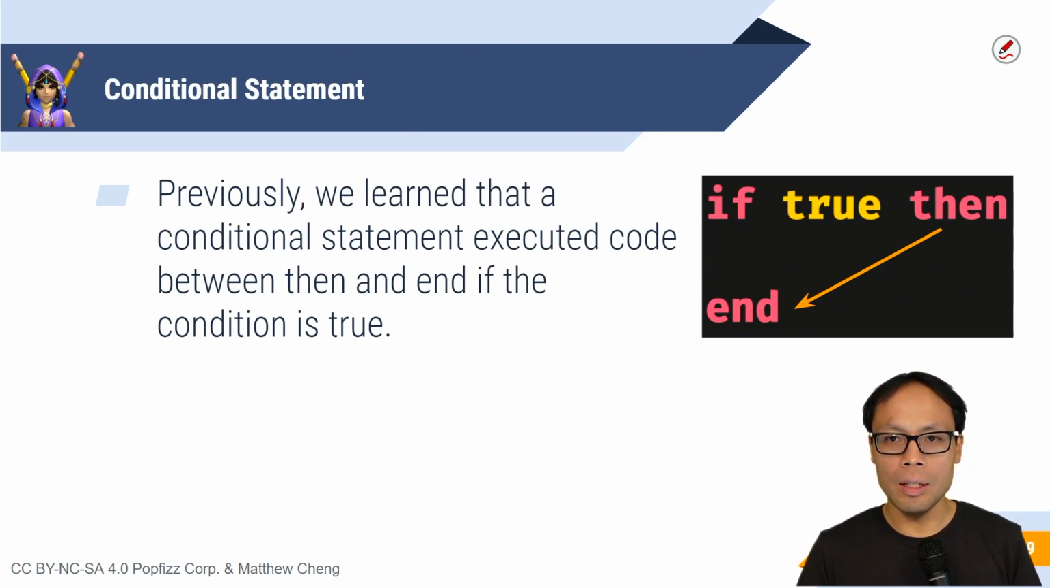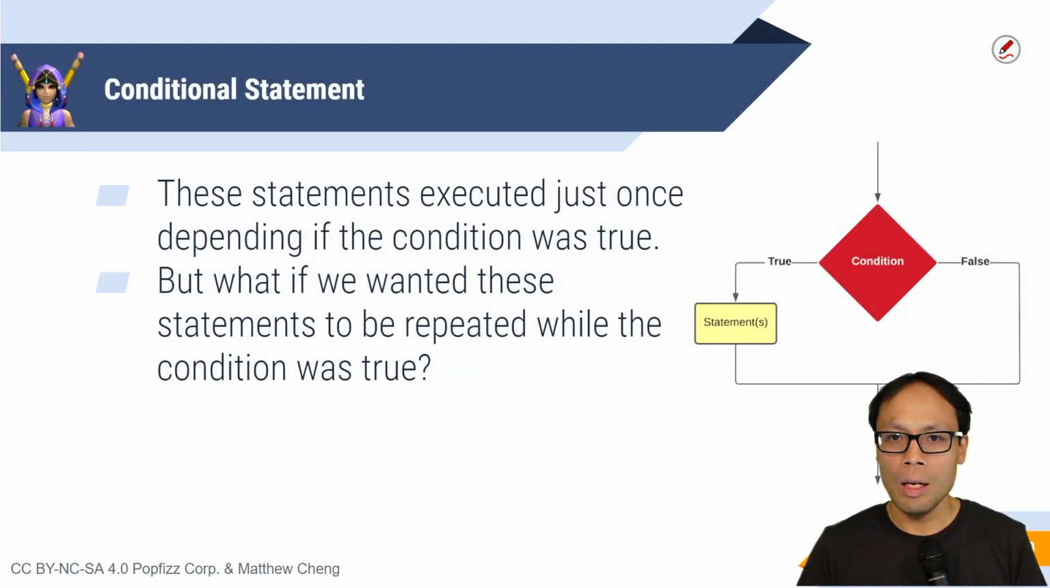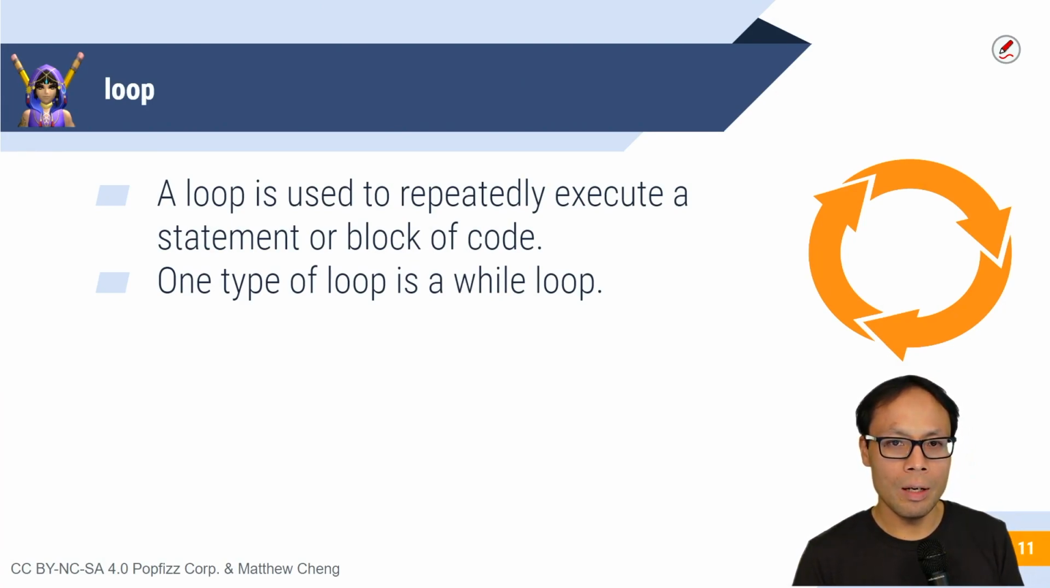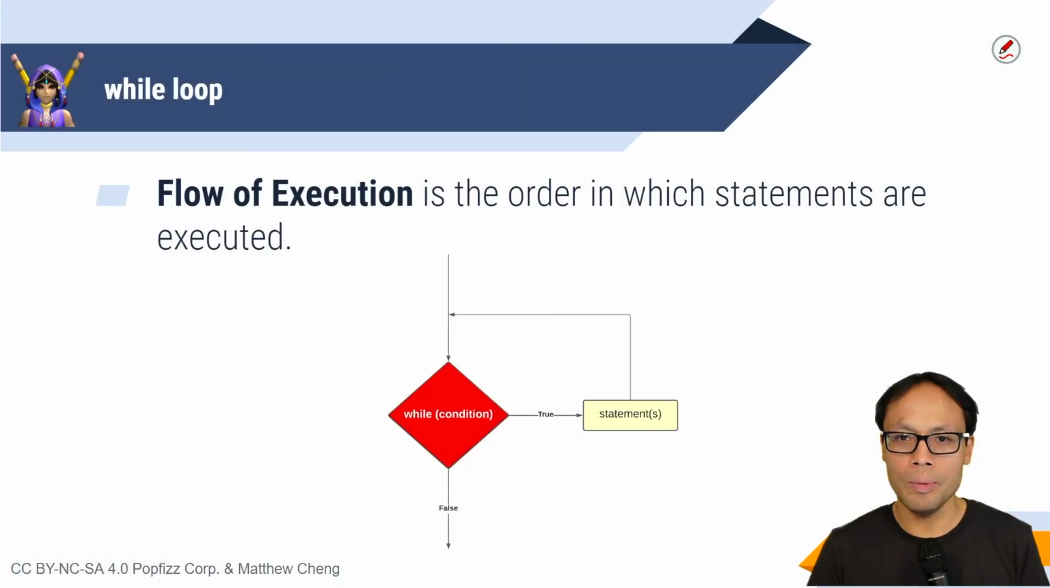Previously we learned that a conditional statement executed code between the then and the end if the condition was true. Now these statements executed just once depending on whether the condition was true, but what if we wanted these statements to be repeated while the condition was true? To do this, we have a construct called a loop. A loop is used to repeatedly execute a statement or block of code. And one type of loop that we're going to take a look at in this lesson is a while loop.